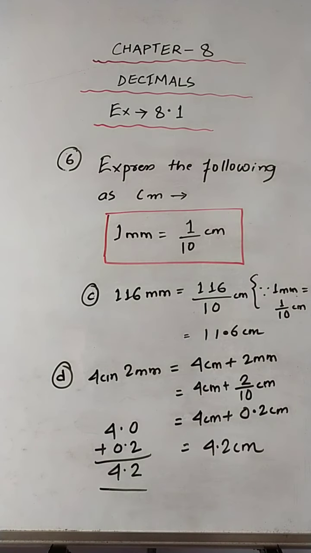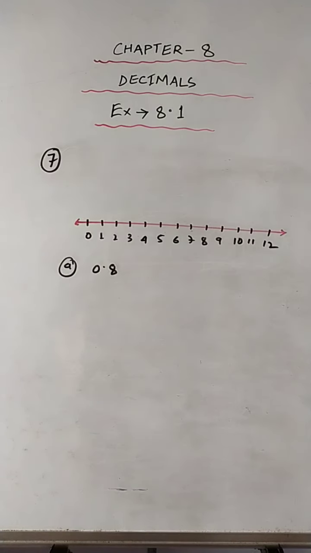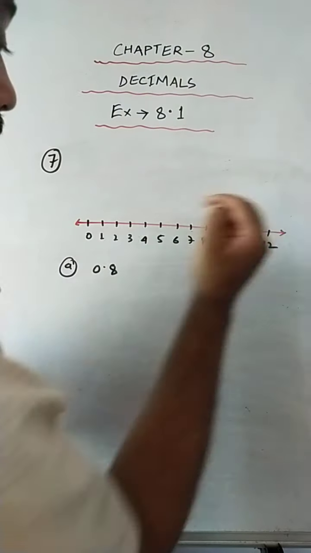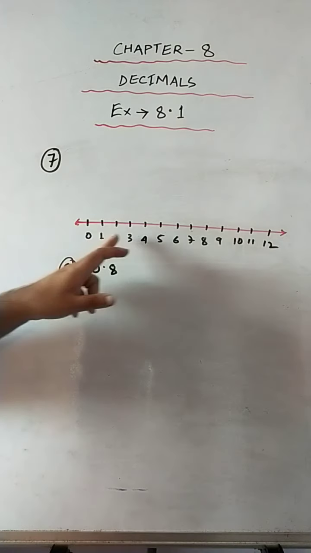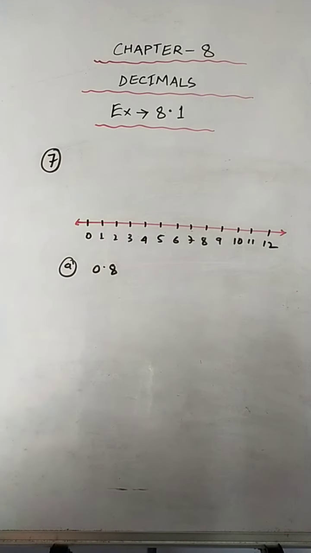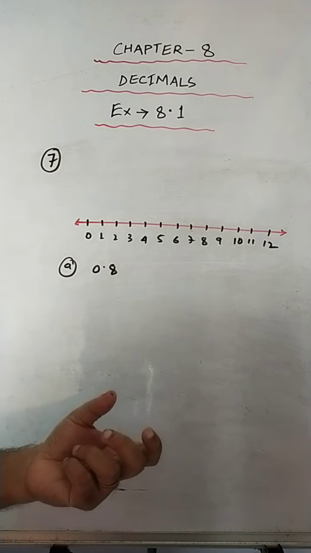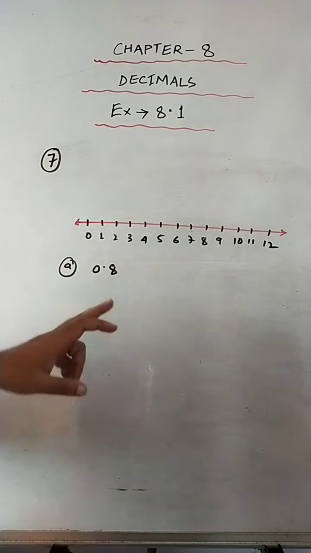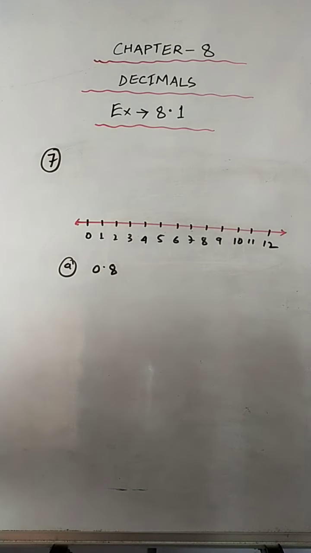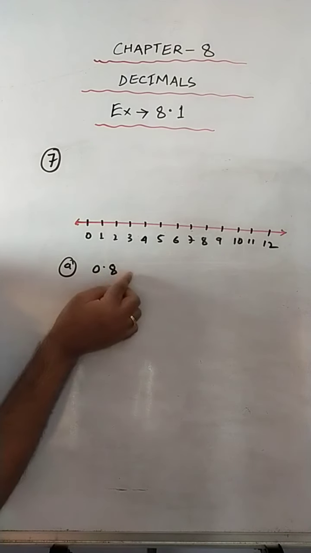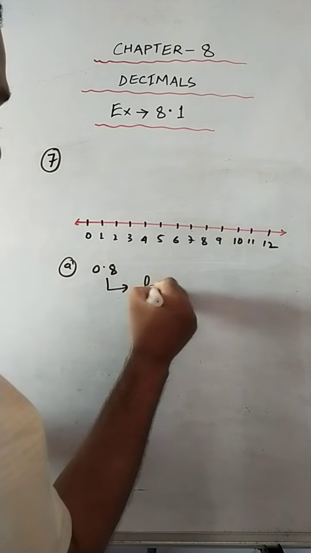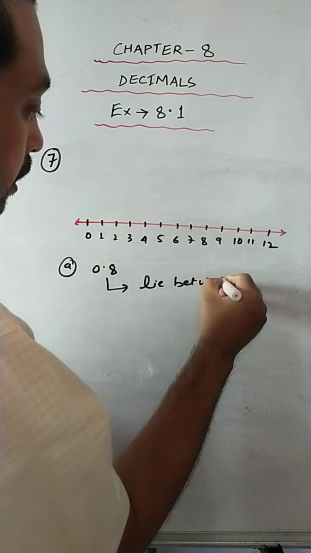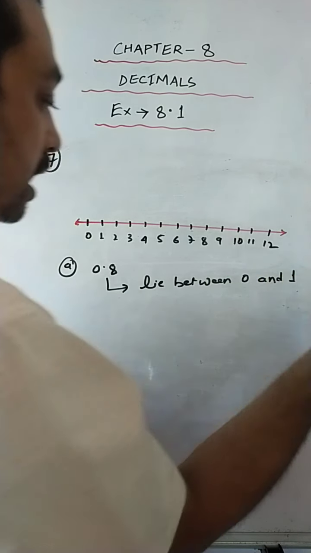Now let's move on to question number 7. In question number 7, a big number line is given and some required numbers in decimal form are also given. Now what you have to do is say between which two whole numbers on the number line the given numbers lie. All whole numbers are given, isn't it? So this number lies between which two whole numbers? Obviously 0.8, that means it is more than 0 but less than 1. So it will lie between 0 and 1, as easy as this.